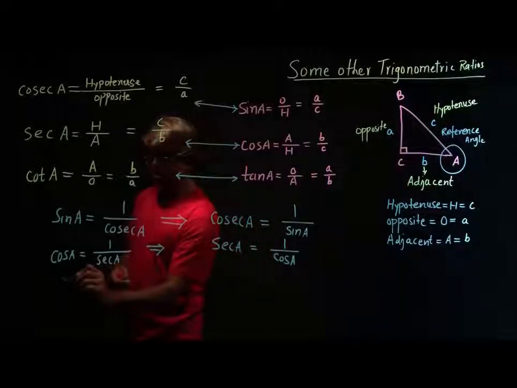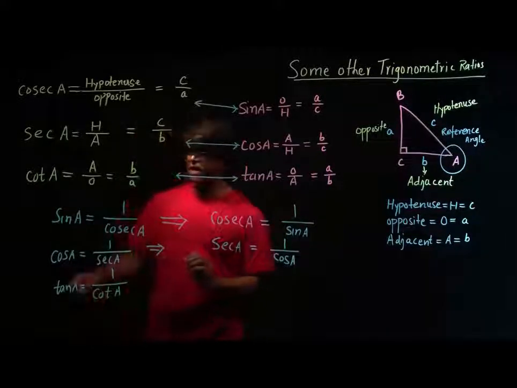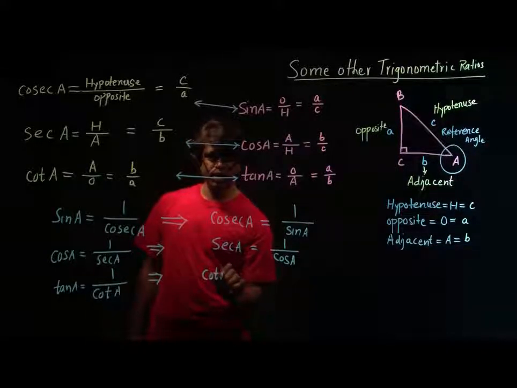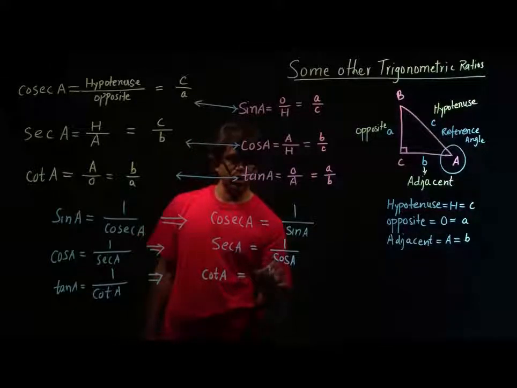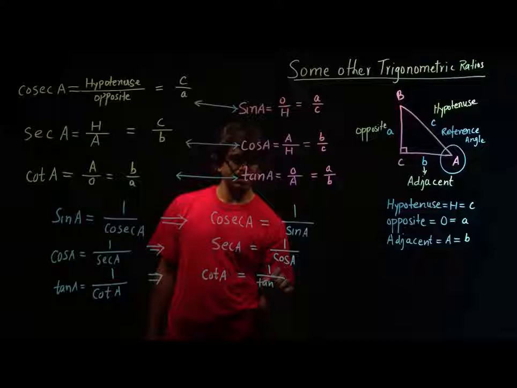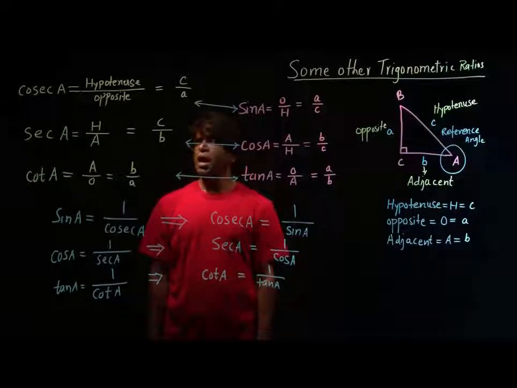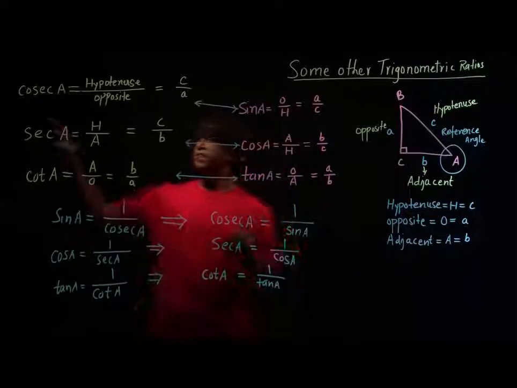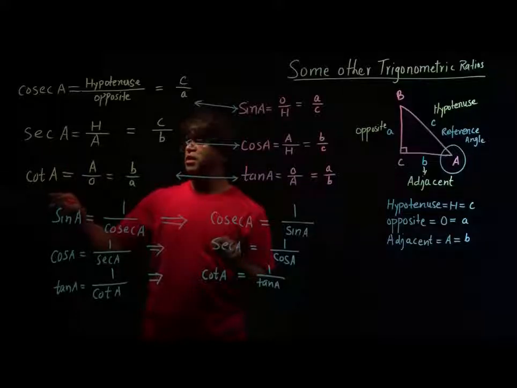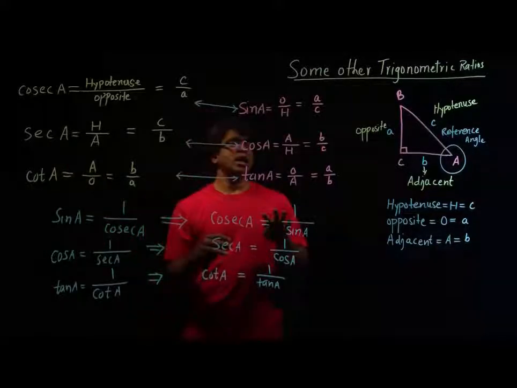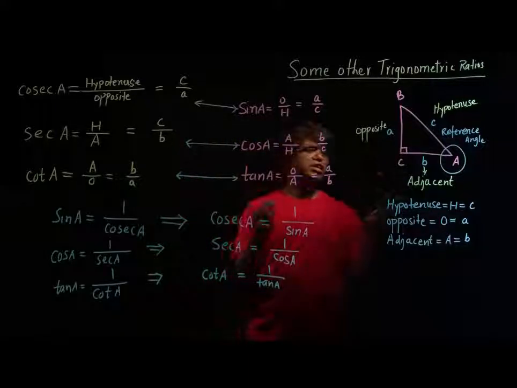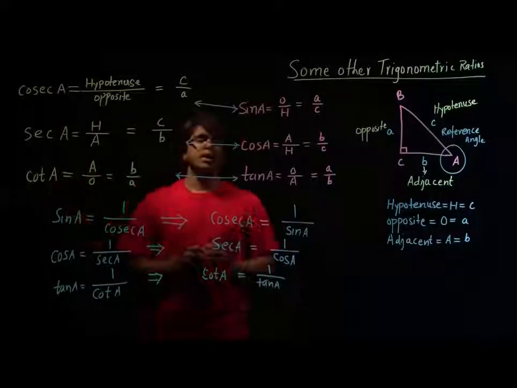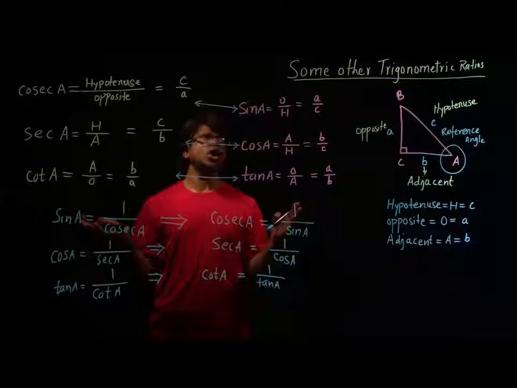And my last one is tangent. Tangent is 1 over cotangent, and if I want to write it in terms of tangent, cotangent is equal to 1 over tangent A. So as you can see, if I know sine, cosine and tangent, I can easily find cosecant, secant and cotangent, and vice versa. Now you can see we have 6 trigonometric ratios: sine, cosine, tangent, cosecant, secant and cotangent. And this is how we can define all the trigonometric ratios.